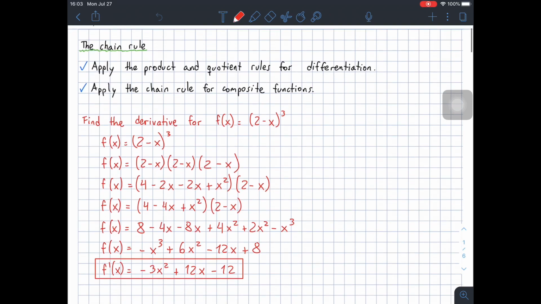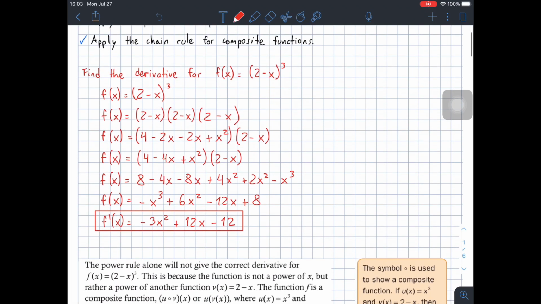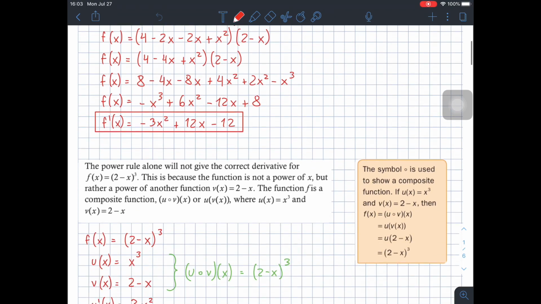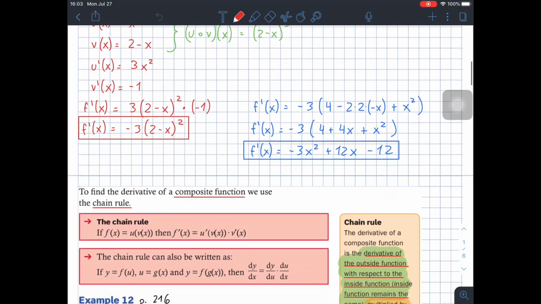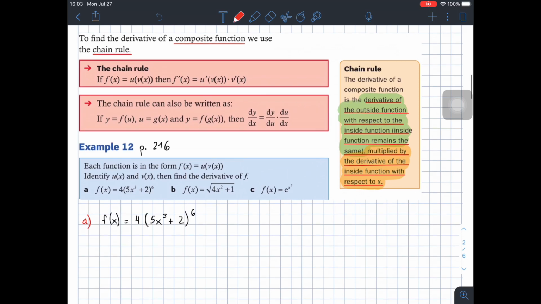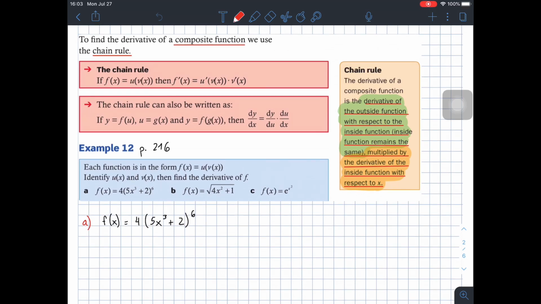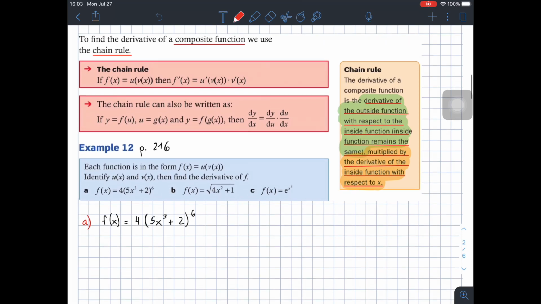We have already seen this example together where we introduced the concept of the chain rule. So we're going to go now to more exercises and the definition of the chain rule. It says, to find the derivative of a composite function, we use the chain rule. Okay, so whenever we see a composite function, we need to apply the chain rule. It says the chain rule.